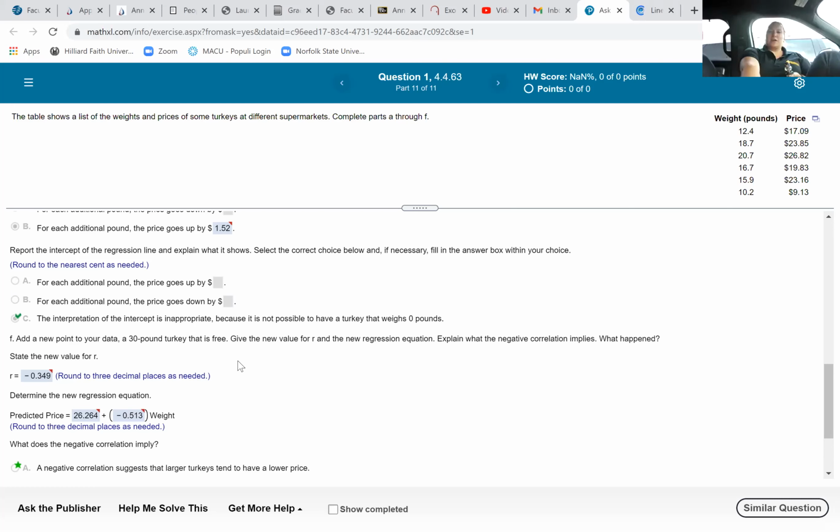So basically what I'm hearing is I get money back if my turkey weighs 0 pounds. Well, if it weighs 0 pounds, yeah, that's the way it's interpreted. Yeah. Come on, Jen.